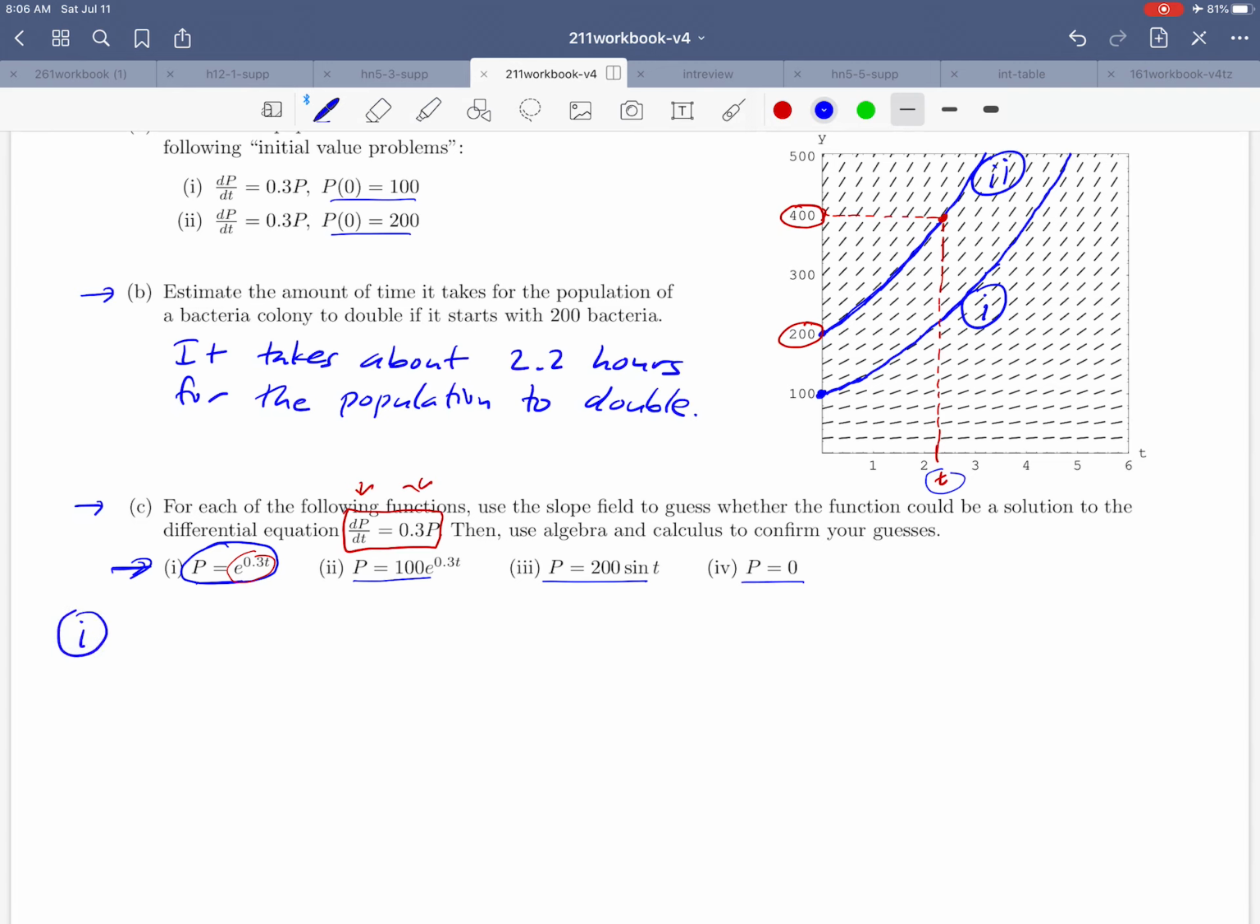So number one, we are going to check p equals e to the 0.3t.